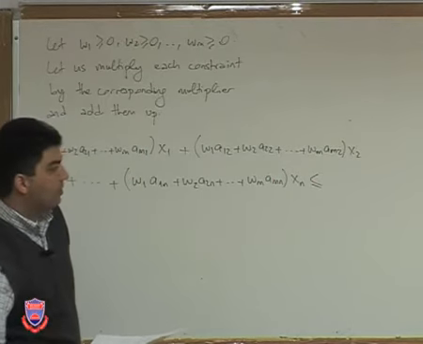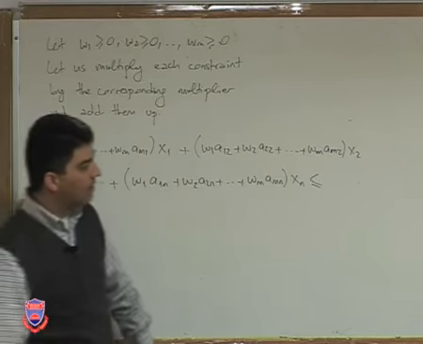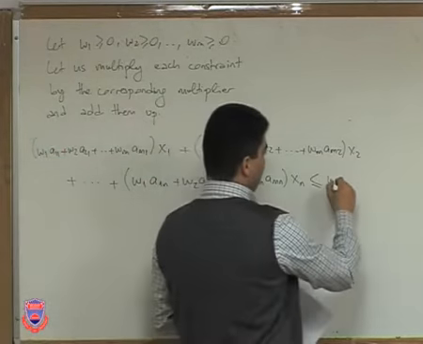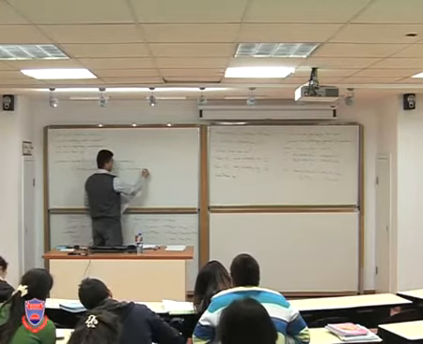Now, what about the right-hand side? This is the left-hand side, basically. What about the right-hand side? W1 b1 plus W2 b2, all the way up to Wm times bm.